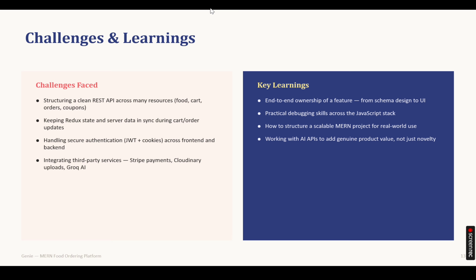Challenges and learnings. Like any real project, this wasn't without its challenges. Structuring a clean REST API across my resources, food, cart, orders, coupons, took some iteration to get right. Keeping my Redux state in sync with the server during cart and order updates was tricky at first. Handling secure authentication with JWT and cookies across both front-end and back-end required careful attention, and integrating third-party services, Stripe for payments, Cloudinary for uploads, Groq for AI, each came with their own learning curve.